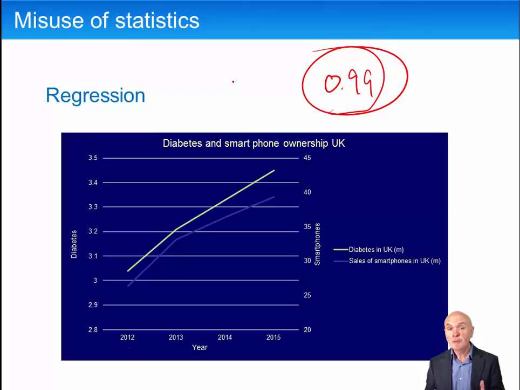And an unscrupulous person could try to use this correlation to demonstrate that owning smartphones causes diabetes. And it doesn't. It's just an accident. But in other cases, it can be two effects being caused by one particular cause, so they both move together.